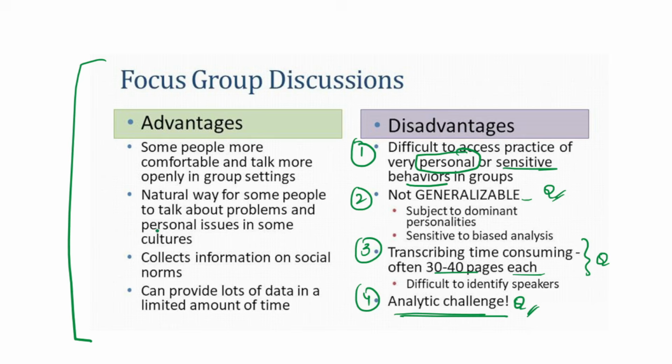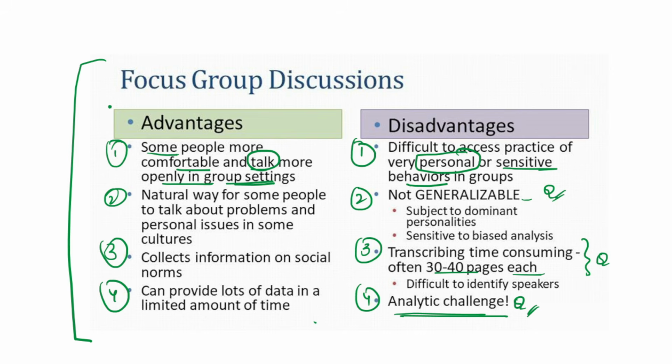Now let us see a small discussion on the advantages of focus group discussions. They have 1, 2, 3 and 4. The advantage is that some people are more comfortable and can speak more openly in group settings. They can collect more information on social norms. They can provide lots of data in a limited amount of time. So this is the advantage of focus group discussion.